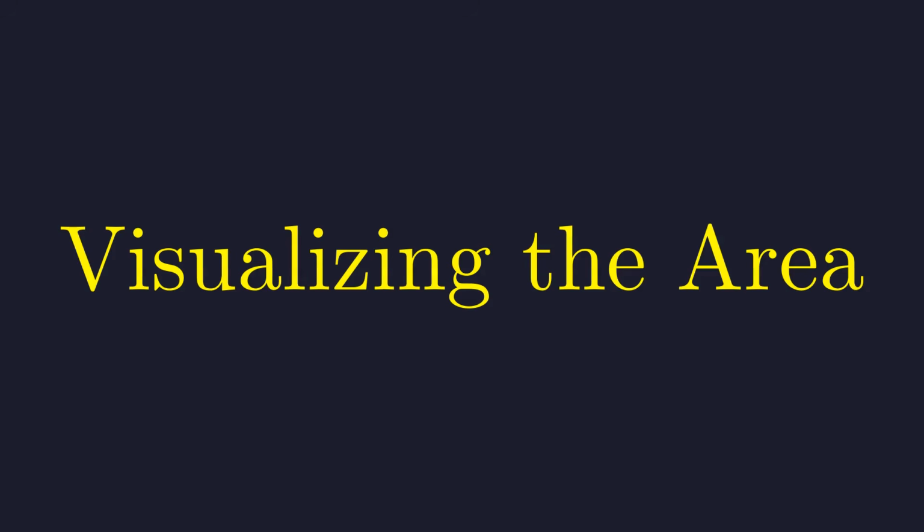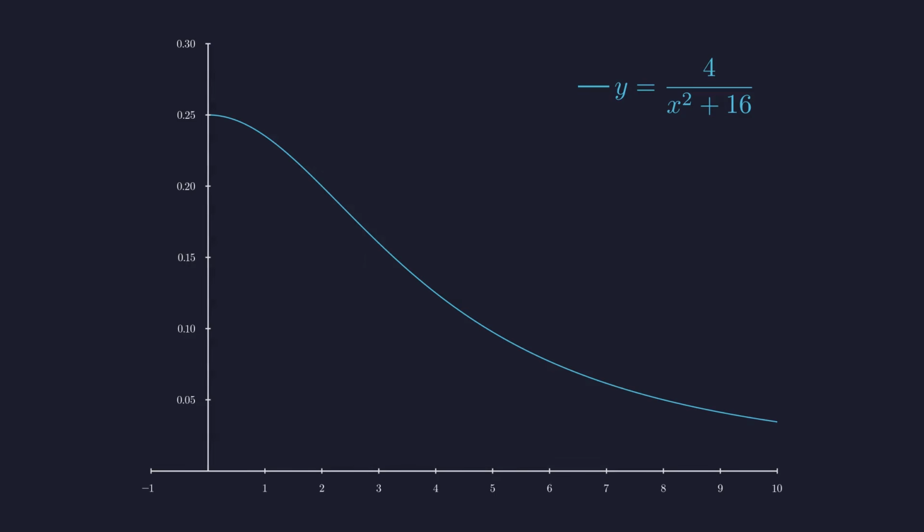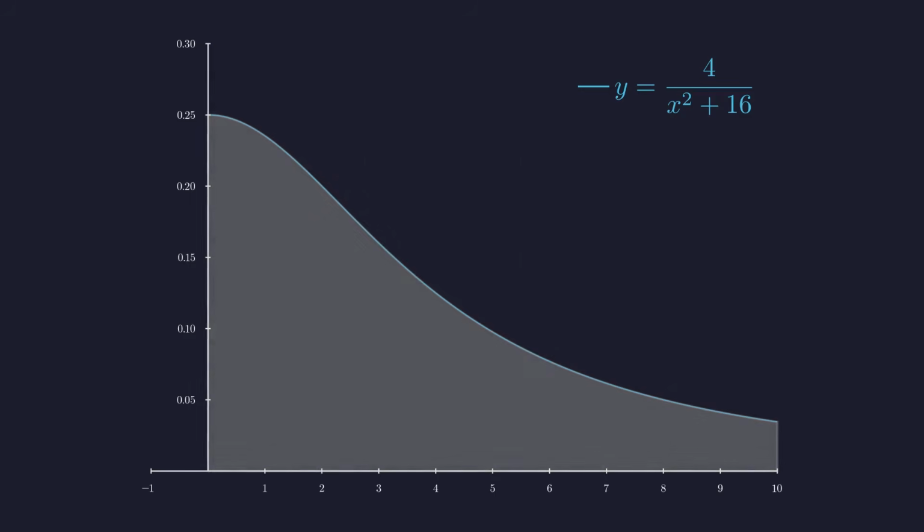Now, let's construct a graph to visualize what this numerical result represents. We will set up a standard two-dimensional coordinate plane. Here is the curve of our function. At x equals 0, it has its maximum value, and it asymptotically approaches the x-axis as x increases. The definite integral we calculated corresponds to the area of the region under this curve, bounded by the y-axis, the x-axis, and extending infinitely to the right. Although this region is unbounded, its total area converges to the finite value of pi over 2.